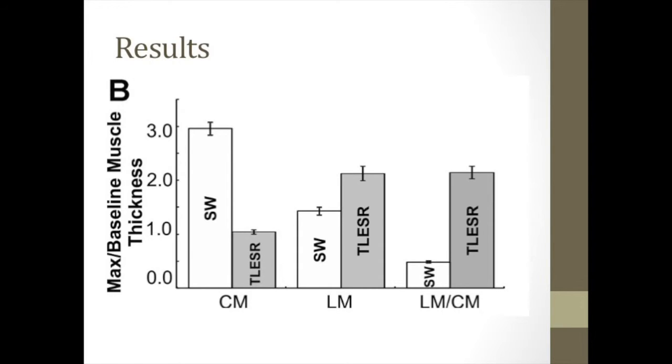The bars on the graph indicate standard error from the average mean. Based on these muscle thickness ratios, it's very clear that the CM and LM have very different muscle thicknesses in different types of muscle contraction, in this case swallowing and TLESR.